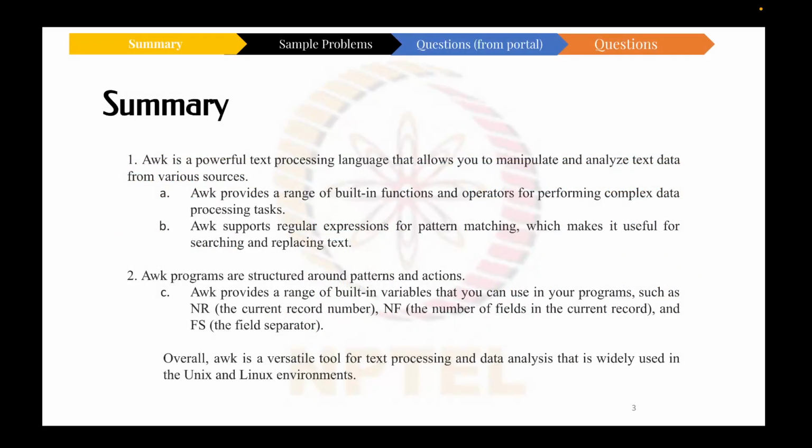To start with, awk is a powerful text processing language that allows you to manipulate and analyze text from various sources. awk is designed to work with text files and other text-based data sources. It can read data from files, pipes, and command output. It is also a versatile tool for text processing and data analysis that is widely used in Unix and Linux environments. awk provides a range of built-in functions and operators for performing complex data processing tasks.